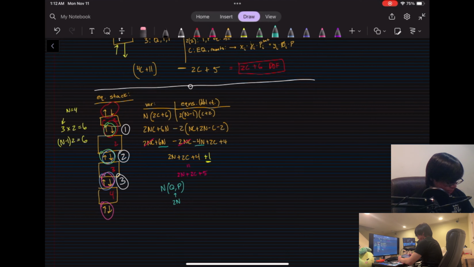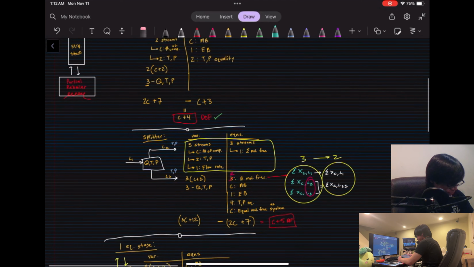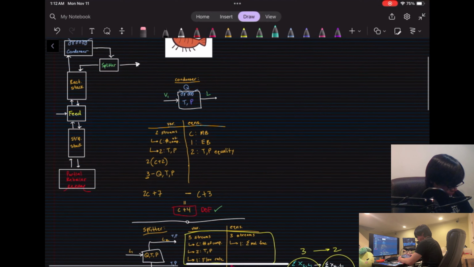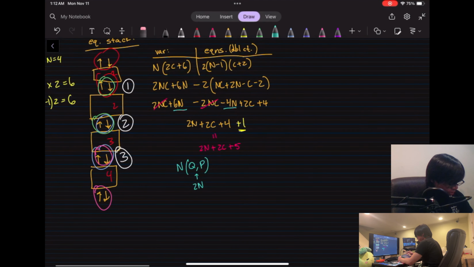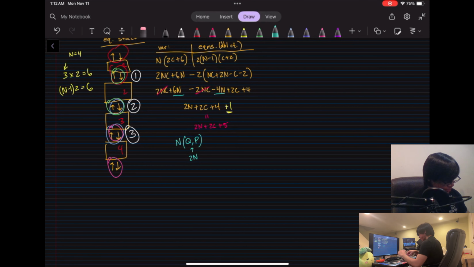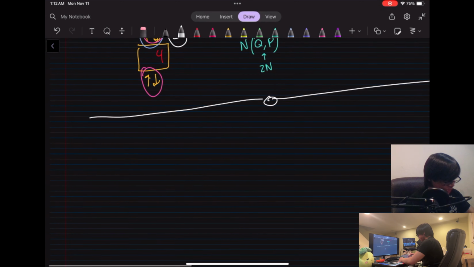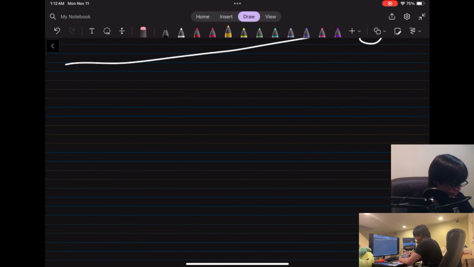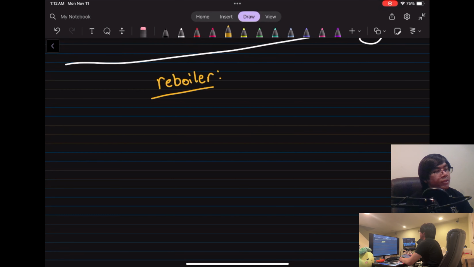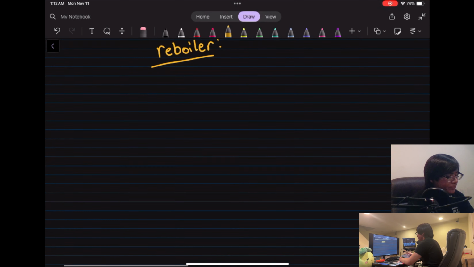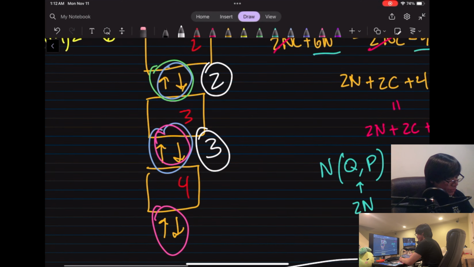Where are we? I think we're almost done. Yeah, I think we just have the reboiler. So the reboiler is a little different from the condenser. Okay. So reboiler. Last one of these. Reboiler. Yeah. So difference.